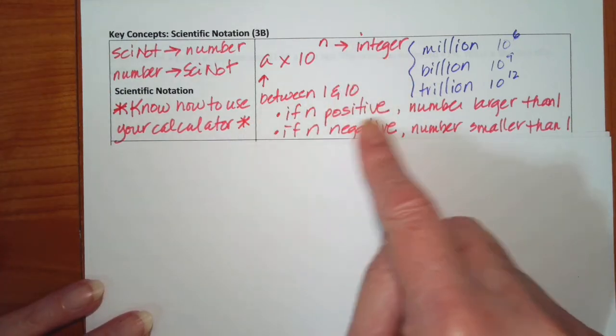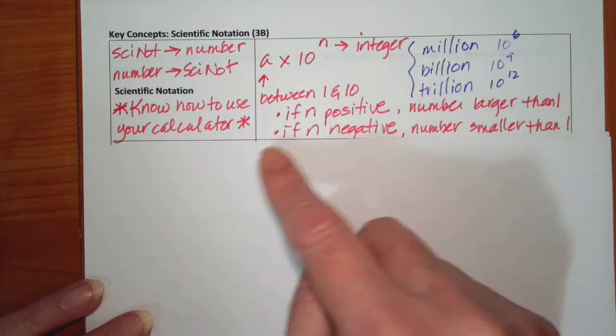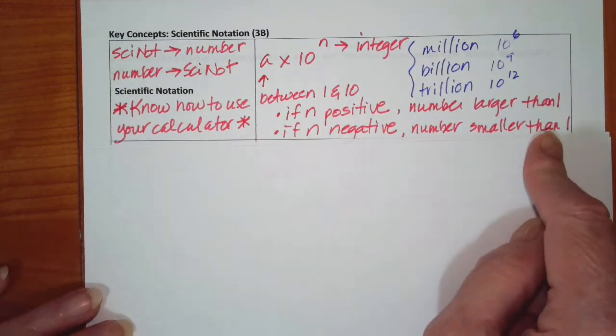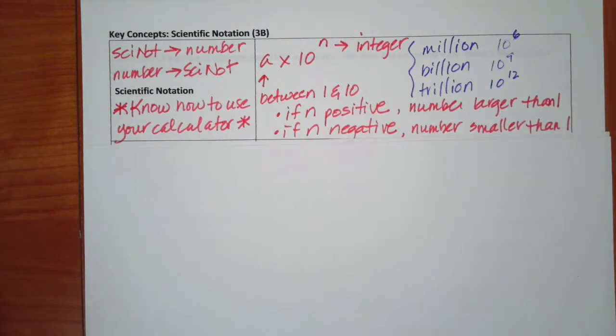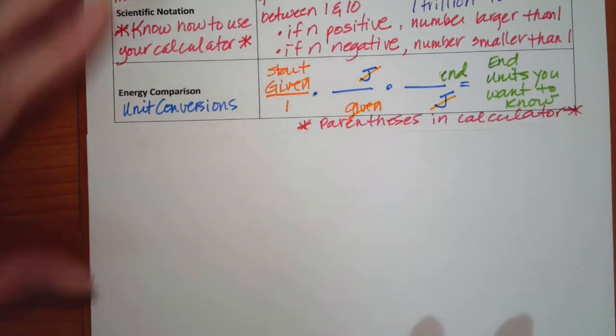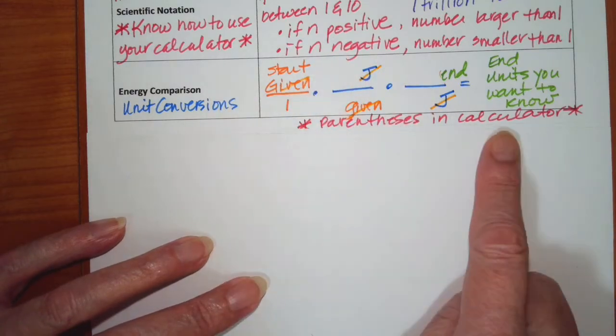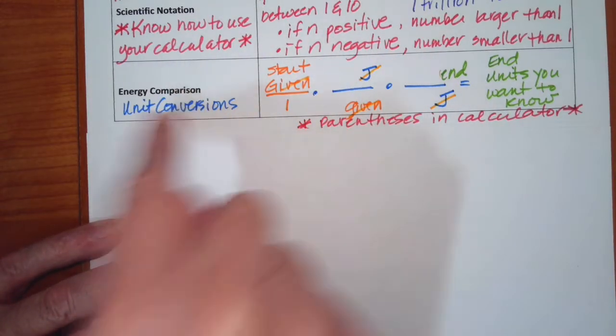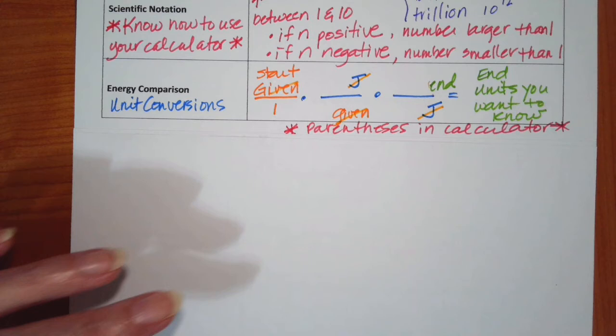If your exponent is positive, then it's a big number. If it's negative, it's a small number. And just know how to use your calculator. Okay, if there are any questions in these. Because the main reason that we're dealing with scientific notation is to do energy conversions. Okay, but this is where knowing how to use your scientific notation really comes into play.